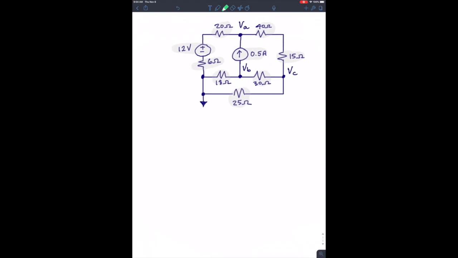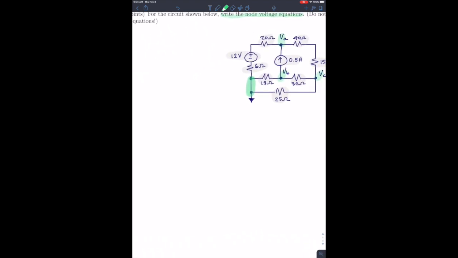I see there's node A that's labeled, node B that's labeled, and node C. There was some confusion among some of you, I think, about this extra dot. That's really just the reference node, because that wire could be collapsed down to a single dot if we wanted to redraw the circuit. So there are the nodes, and let's take these one at a time.